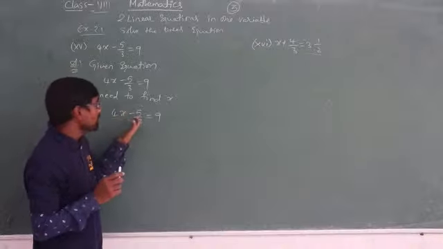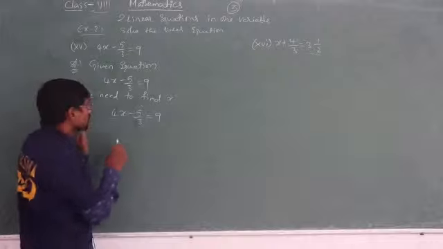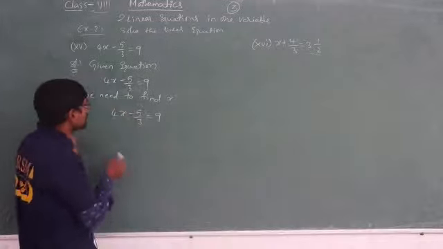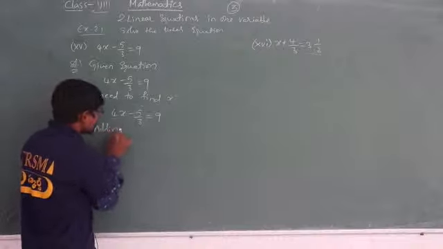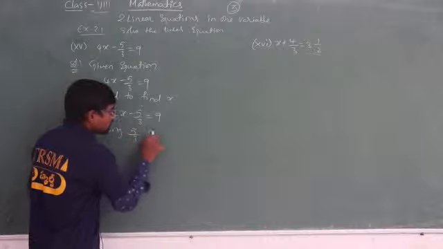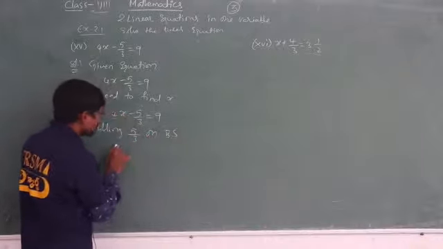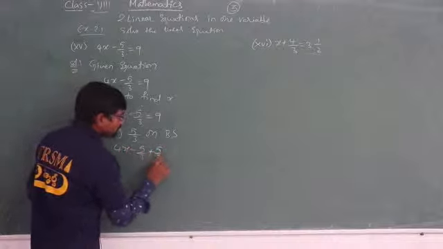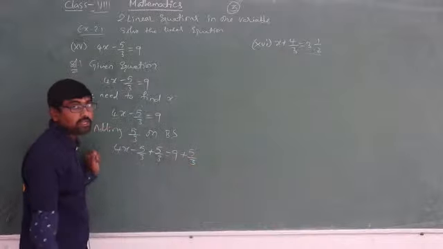So first I will be removing this by using the additive inverse. What is the additive inverse of minus 5 by 3? Plus 5 by 3, absolutely, isn't it? So adding 5 by 3 on both sides. So what will I get? 4x minus 5 by 3 plus 5 by 3 is equal to 9 plus 5 divided by 3.